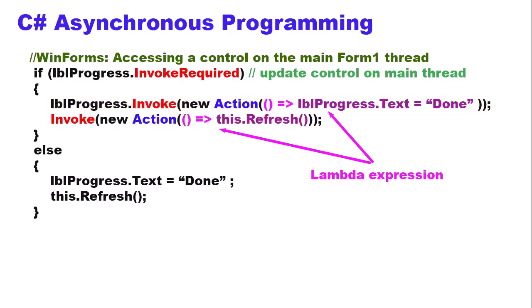Then I'm also going to refresh the screen. So here I just say invoke, this is going to go back to form 1, new action, this.refresh. Because this code is residing in the class on the main form. Now, if I don't need to do an invocation, then I just simply update the label and refresh the screen. That's the else fork. Let's take a look at an example.